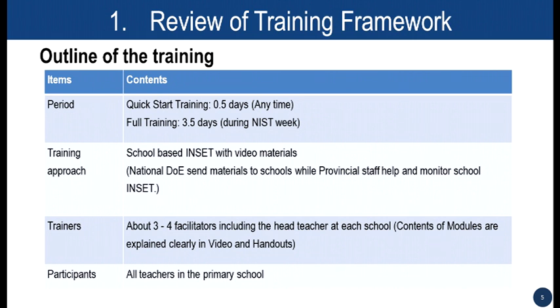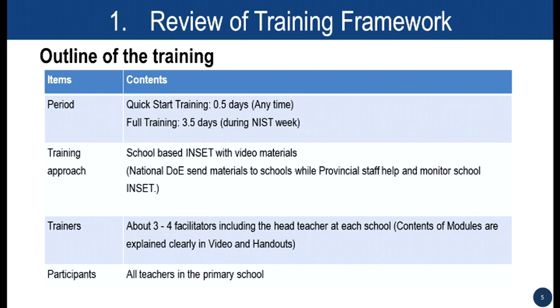Training approaches. School-based inset with video materials. During this time, the National Department of Education sends the materials to schools, while provincial staff help and monitor school in-service. Trainers, about 3 to 4 facilitators, including head teachers of each school. Content of the modules are explained clearly in video and also in handouts. Participants will be normally all teachers in the primary school.